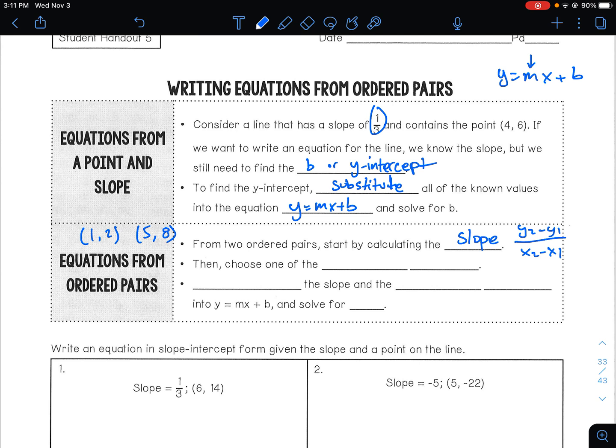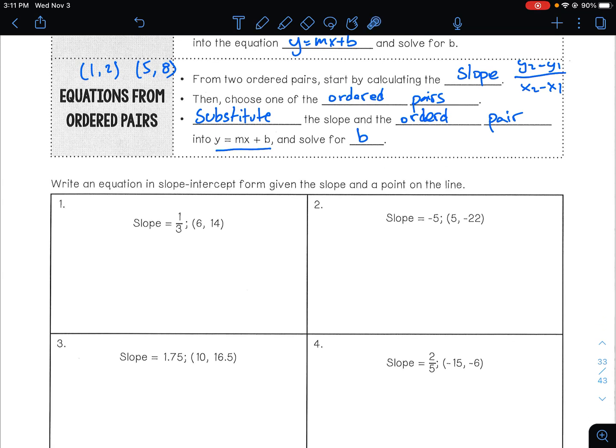Then we need to choose one of the ordered pairs, one of the points, and we are going to substitute the slope and the ordered pair into our equation y equals mx plus b, then solve for the y-intercept, or the b. So to write an equation, we're going to do a couple of examples. Write an equation in slope-intercept form given the slope and a point on the line.